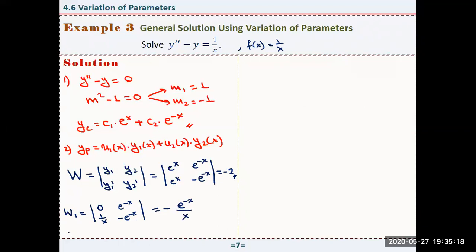So in similar way, we can evaluate w sub 2. So here we have y sub 1 prime, that is e to the power x, e to the power x. And here in the second column, here we have 0, f. What is f? 1 over x. So that's equal to, this is 0. So here we have e to the power x over x, right?